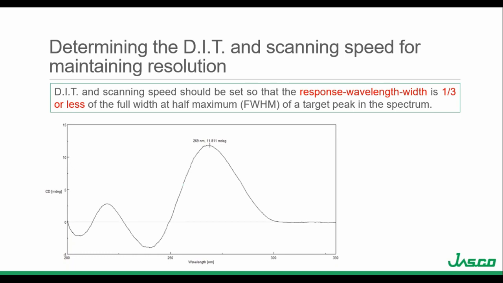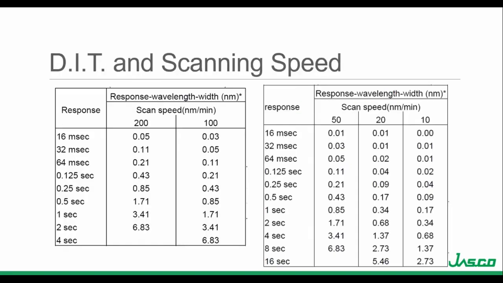The DIT and the scanning speed should be set so that the response wavelength width is 1/3 or less of the full width at half max of the target peak. So in this spectrum here, our target peak is at 269 nanometers, and the full width half max is 28.1 nanometers. So 1/3 of that is 9.4. So our wavelength response width has to be less than 9.4 nanometers.